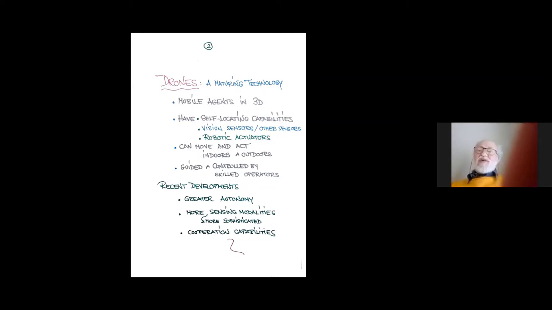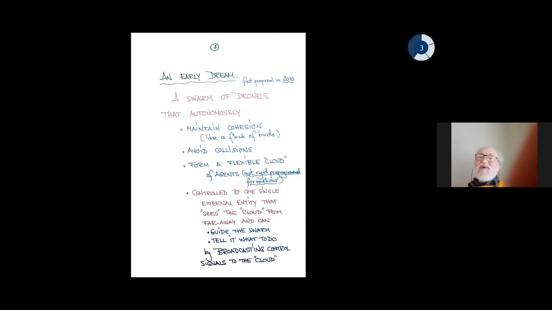And we have seen recent developments in which these drones are getting greater autonomy. They have more sensors and more actuators on them, and there are lots of things that enable them to also cooperate. And it is in this framework that I had this very early dream in which I was working on colonies of ants. And I said, why not have a swarm of drones that are autonomously maintaining cohesion?